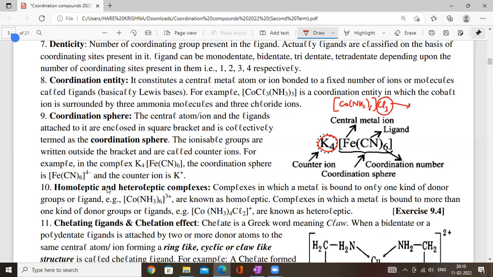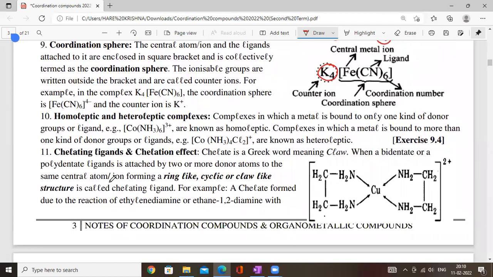The next term that I'm going to take up right now is homoleptic and heteroleptic complexes. When I'm talking about homoleptic complexes, that means the same kind of ligands, a complex in which the metal atom is bound to only one kind of donor atom or ligand, then it is called homoleptic. But if it is attached to different ligands, for example here [Co(NH3)4Cl2], then these kinds of complexes are called heteroleptic complexes.